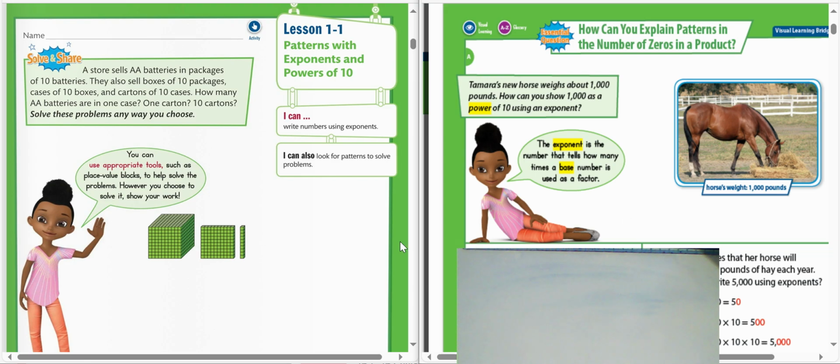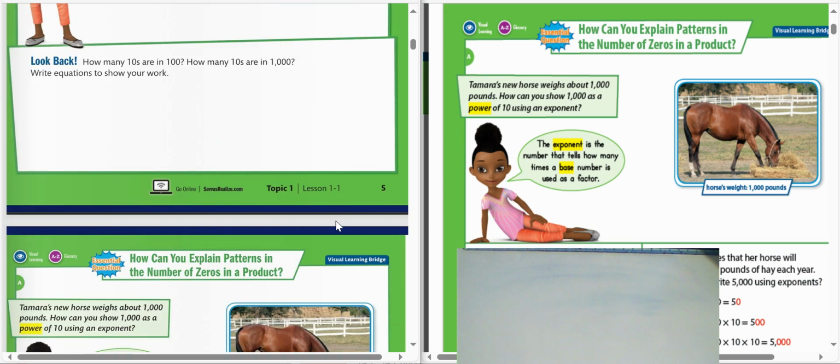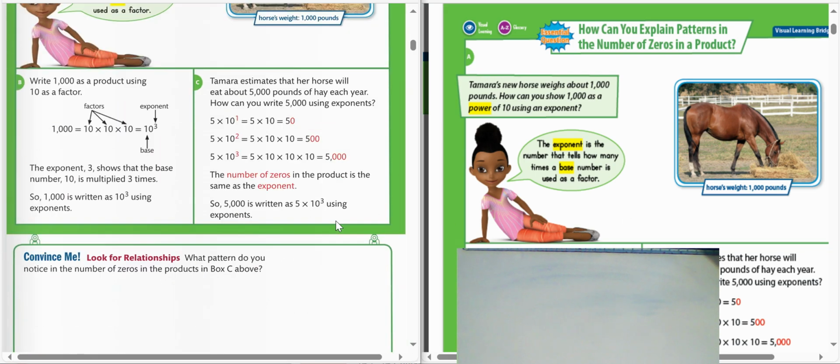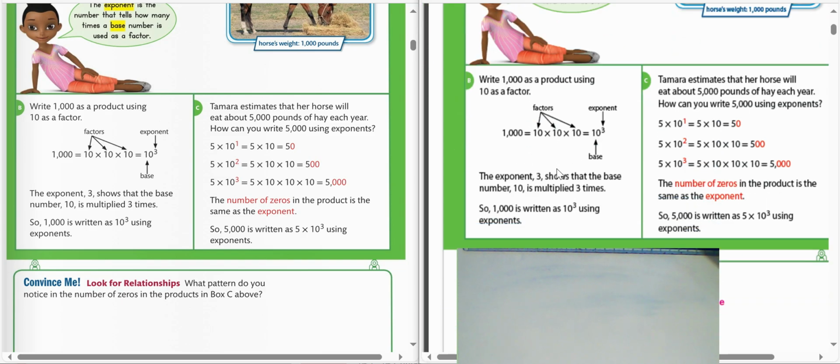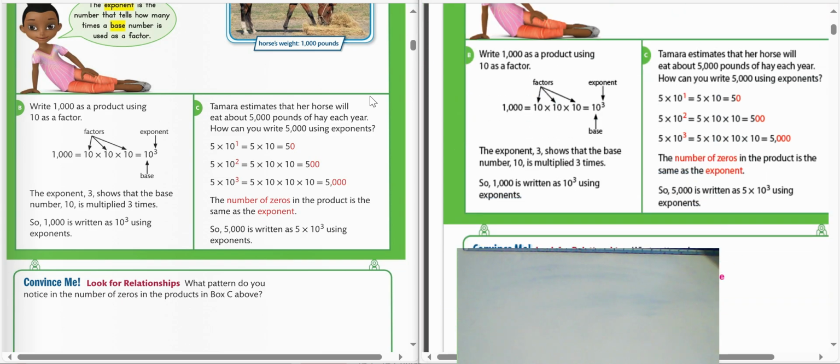Like 3 power 2, it means 3 times itself, 3 times 3 equals 9. Like this, 1000 equals 10 times 10 times 10, which is 10 power 3. 10 is the base, and the power here is 3. And 5 times 10 equals 50. And also 5 times 10 power 2 means 5 times 100 equals 500.